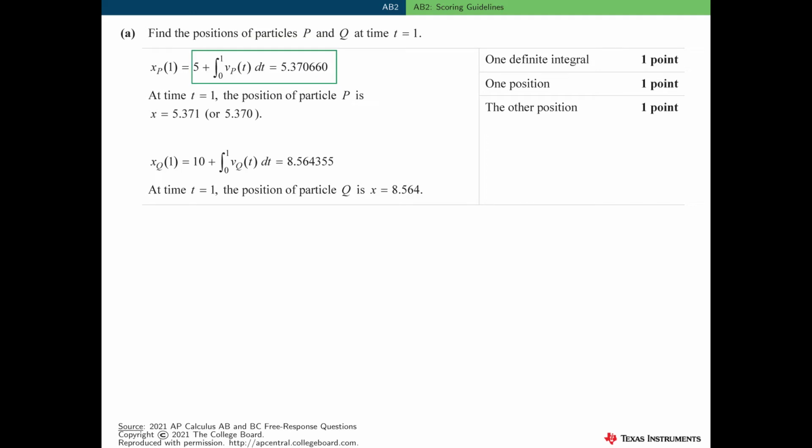The second point is earned for adding the initial condition to at least one of the definite integrals and finding the correct position. So the second point is awarded for this calculation or for this one. And remember, the final numerical answer must be correct to 3 digits to the right of the decimal, rounded or truncated. And the third point is for finding the other position.